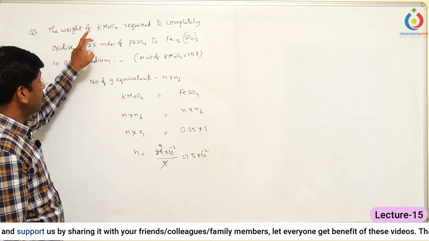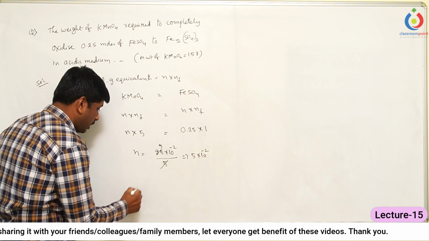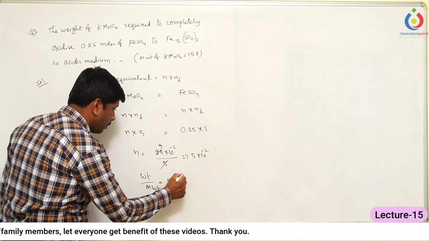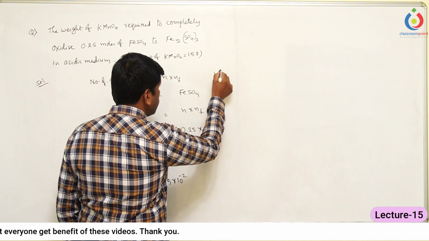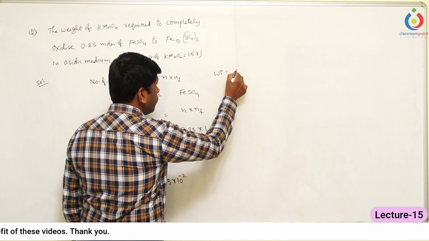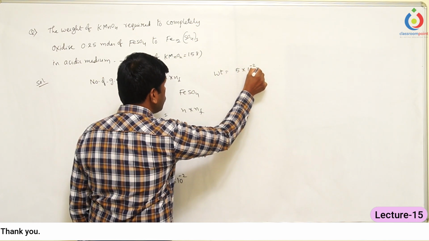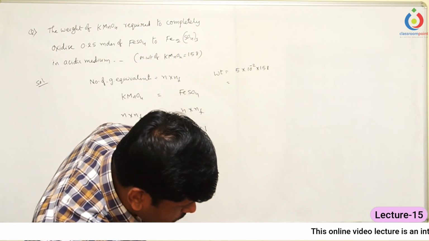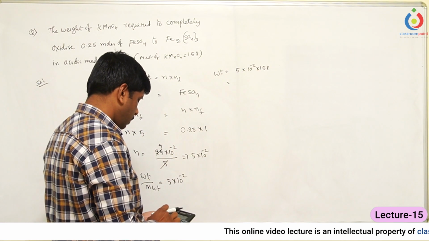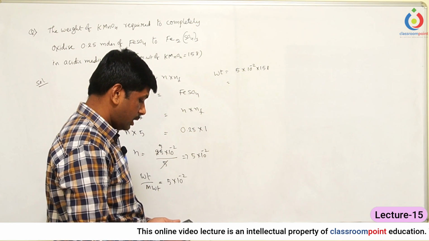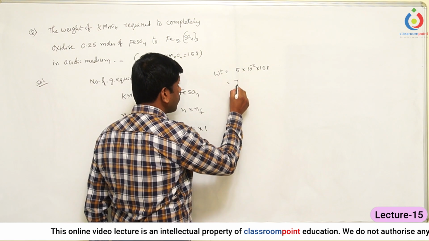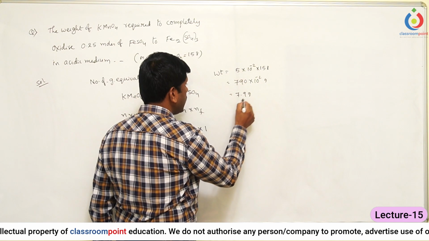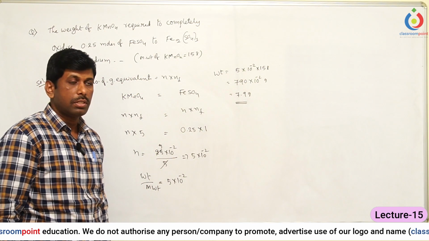But they asked about the weight of KMnO4. Number of moles means weight by molecular mass. So weight by molecular weight is equal to 5 into 10 power minus 2. So weight is equal to 5 into 10 power minus 2 into molecular mass 158. So we can write this as 5 into 158 equals 790 into 10 power minus 2 grams, that equals 7.9 grams. So we can solve the questions like this.